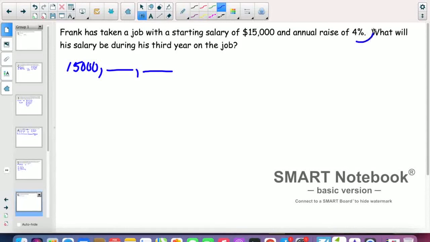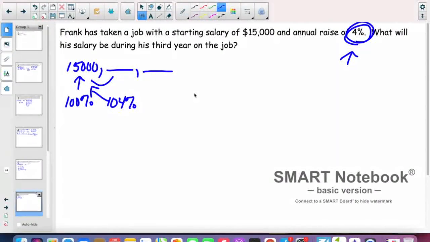What you really need to understand, though, is how does this affect our R value? Because you have to get an accurate R value if you're going to have any chance of getting this right. Well, if he's making $15,000 his 1st year, wouldn't that be 100% of his salary? That's what he makes. If that salary is going up by 4% each year, that's his annual raise, well then wouldn't this next salary be this percentage plus 4%? So wouldn't he be making 104% of what he made the 1st year?